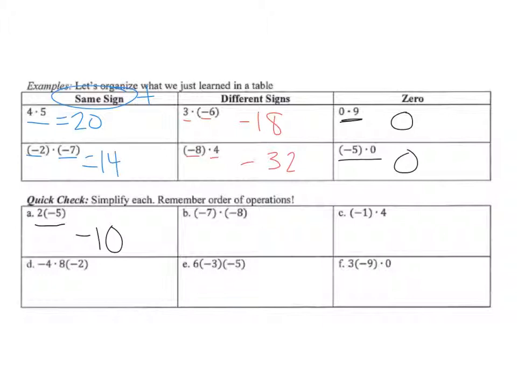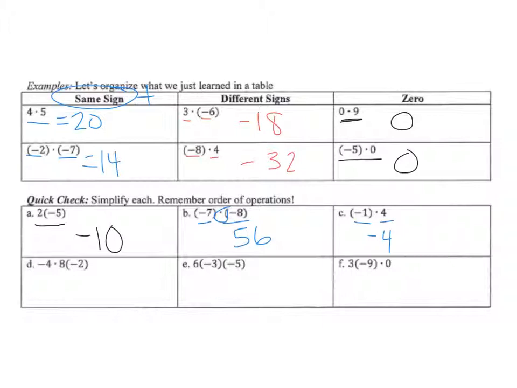Letter B. A negative times a negative is a positive. And we're multiplying, so it's a positive 56. Letter C. A negative times a positive is a negative. So it's negative 4. They're different signs.